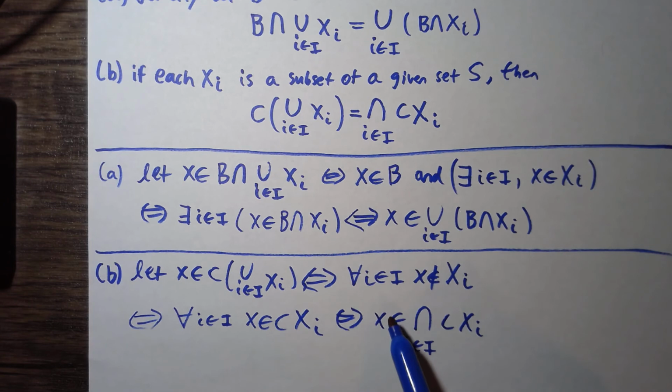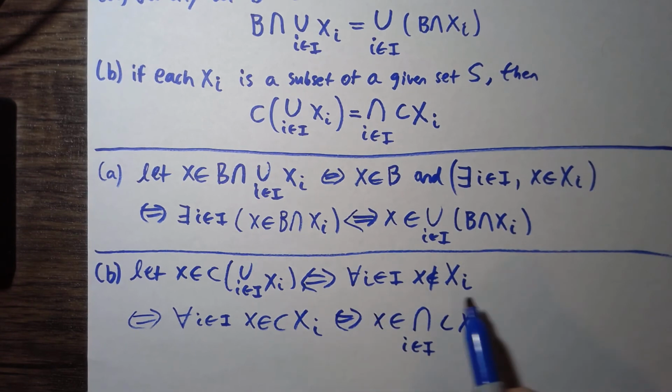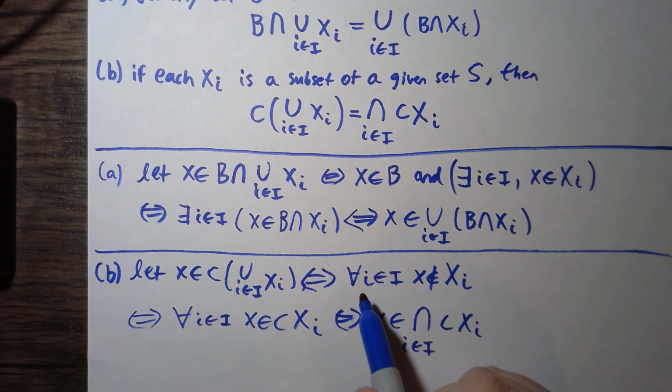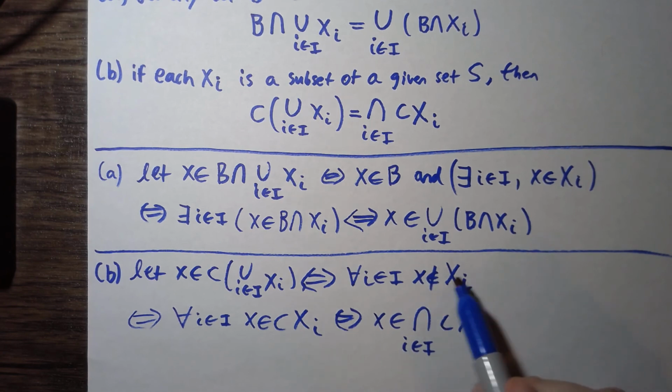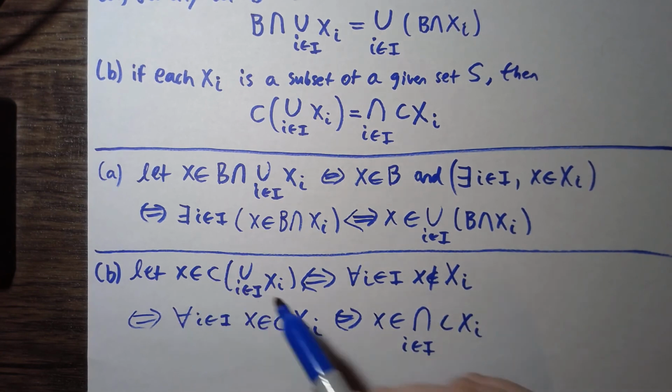And that does this. So going backwards, if x is in the intersection of the complements, that means for every i, we have that x is in the complement of x sub i, and then that just means, taking what the complement means, that for every i, x is not in x sub i, which means that x is in the complement of the union.